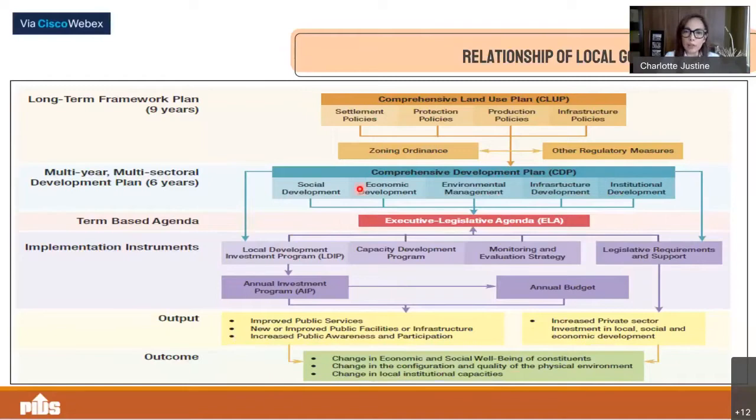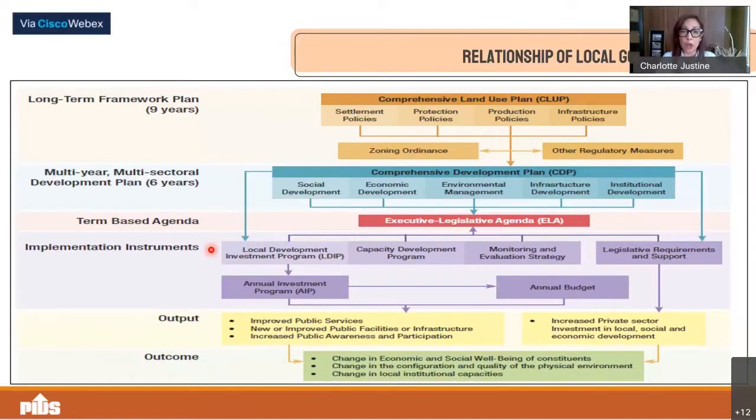Now, going back to the comprehensive development plan, as I'll be sharing with you later, this shows the vision or the goal of where the local government plans to be in 6 years. And they draft based on this and the gap of the reality, programs, projects, and activities that would help close the gap between their vision or their goal and the current situation on the ground. So the programs, projects, and activities should be identified in the implementation instrument called the Local Development Investment Program. And this one is valid for 3 years.